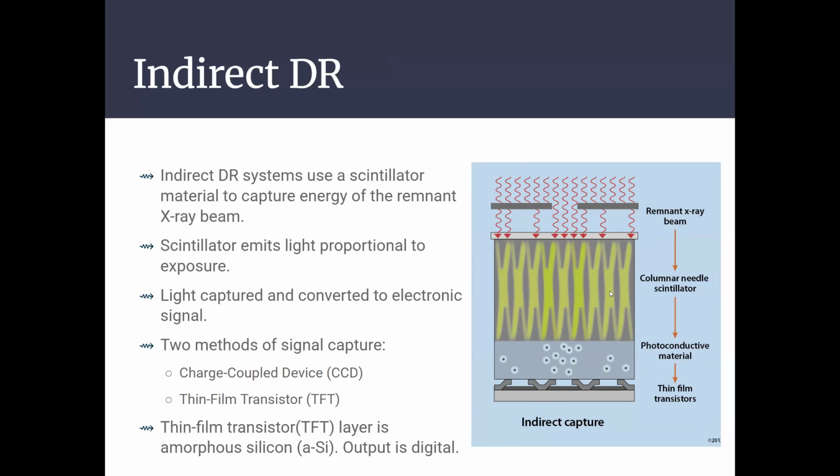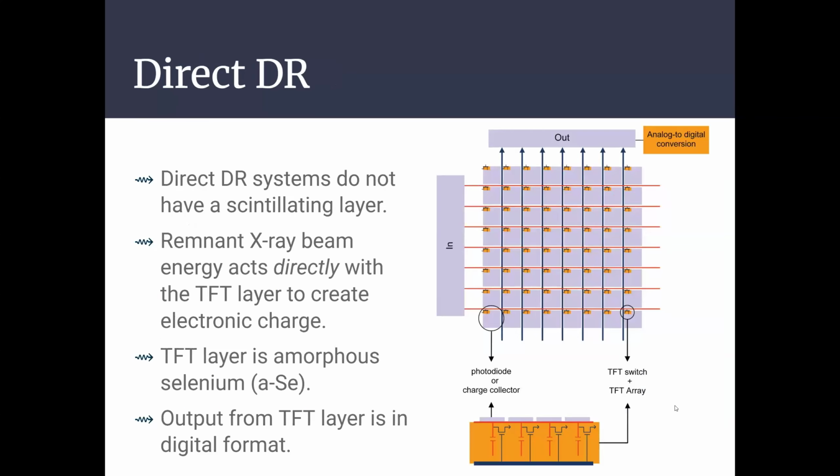The light is captured and converted to an electronic signal. And there are 2 methods of signal capture in this indirect. One can be a charged coupled device or a thin film transistor, which we already looked at. Thin film transistor layers are made of amorphous silicon, and then the output is digital. Okay. And then we'll go over to the next slide, which has our direct.